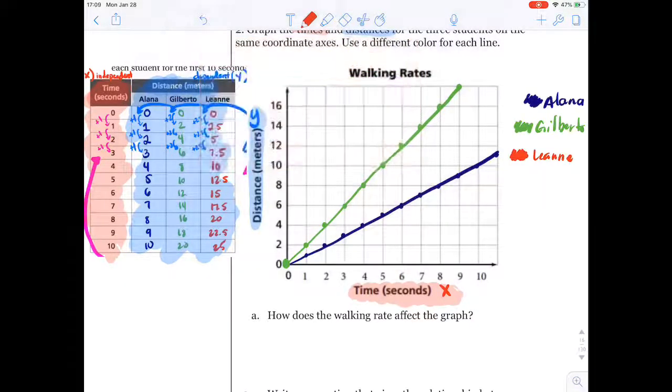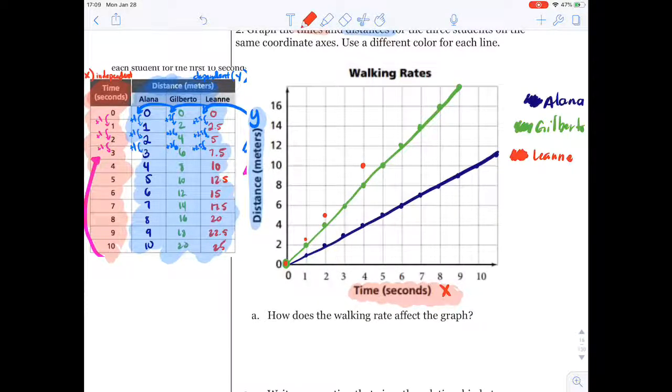And here is Leanne. She starts off with 0, 0 also. Then she goes to 2.5, somewhere around here, but it's kind of hard to graph. So I'm just going to go to 2 where she's at 5. That one's a lot easier. At 4 seconds, she's at 10 meters. And at 6 seconds, she's at 12 meters.